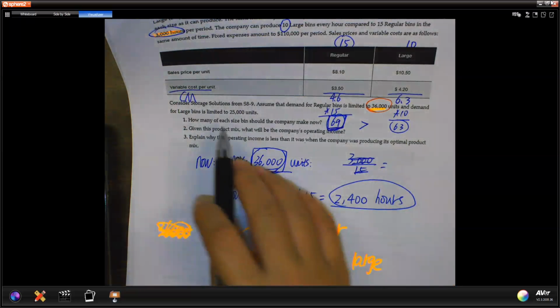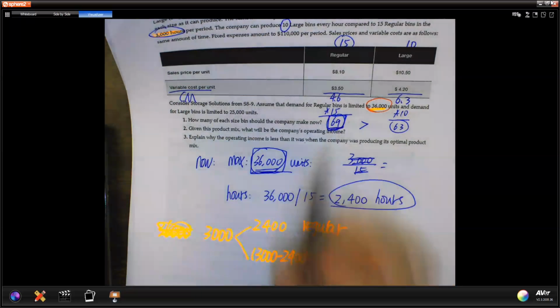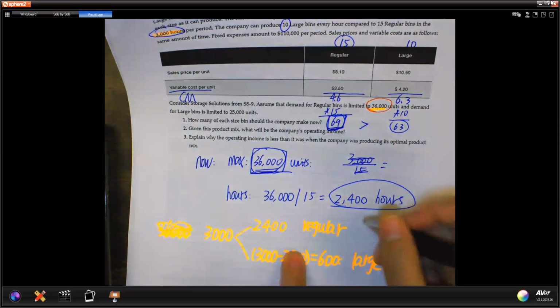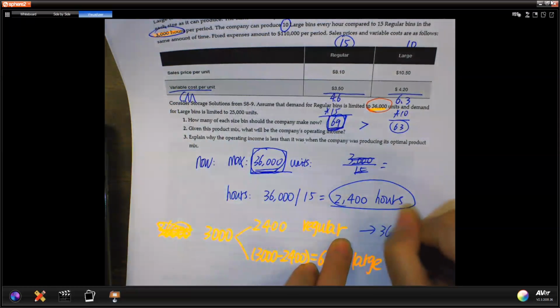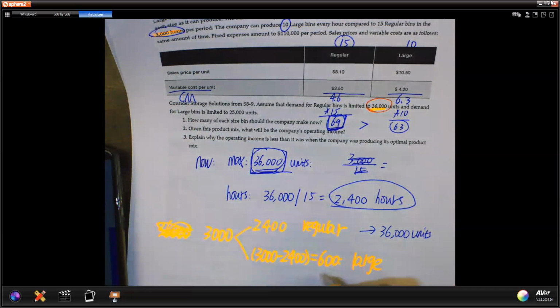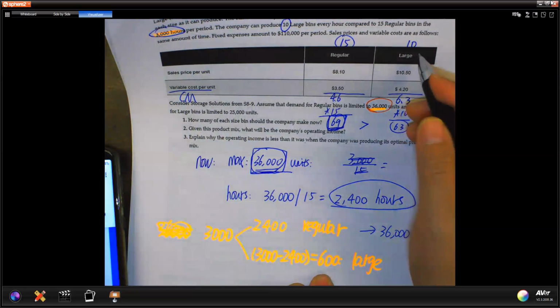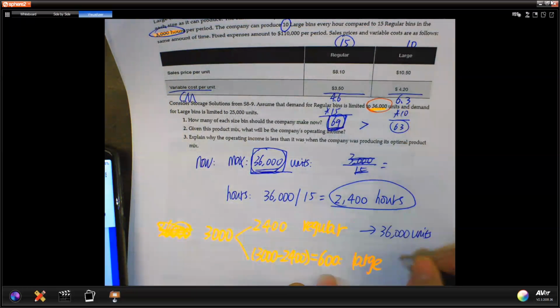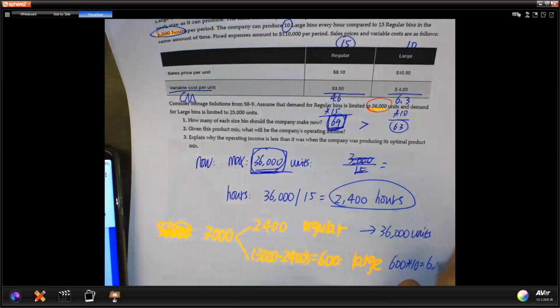So how many of each size should we be making? We said we should make 36,000 units of the regular. And then how many large should we make? We have 600 hours. Each one hour gives us 10. So we should make 600 times 10 equals 6,000 units of the large. Okay, so we should make that much of the large.